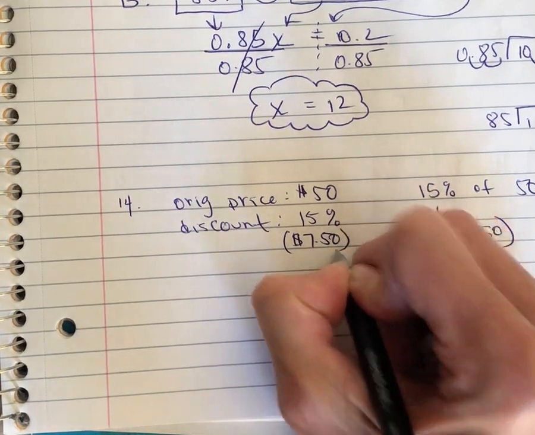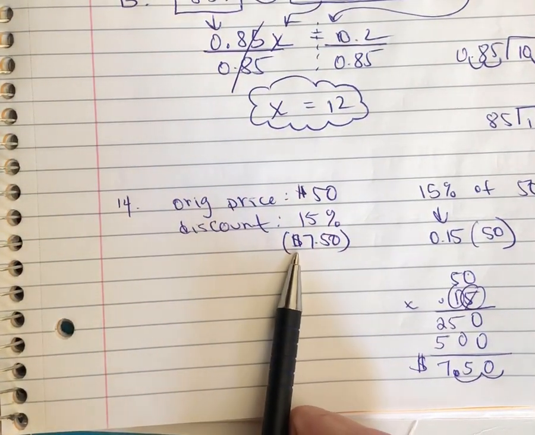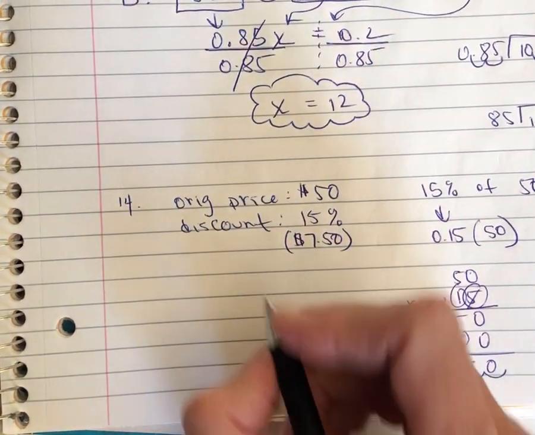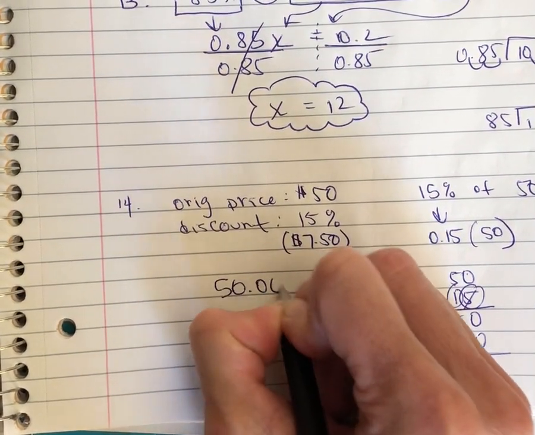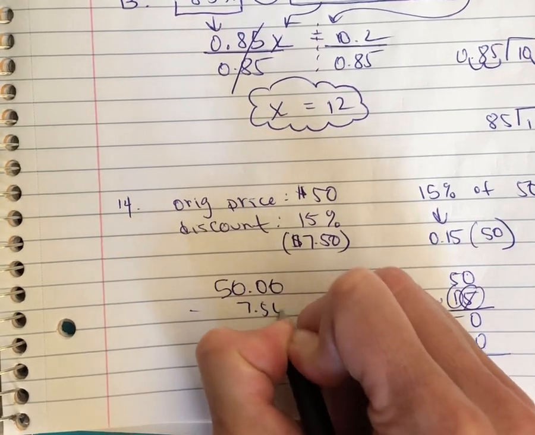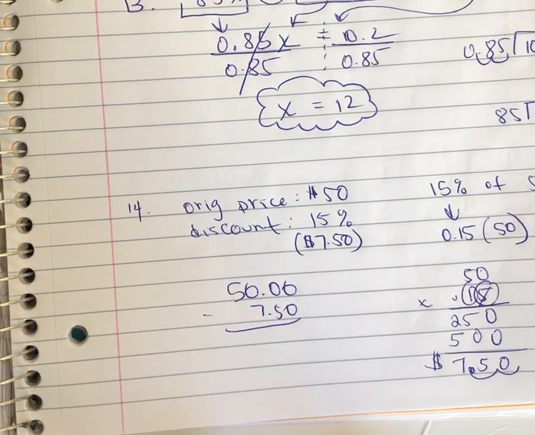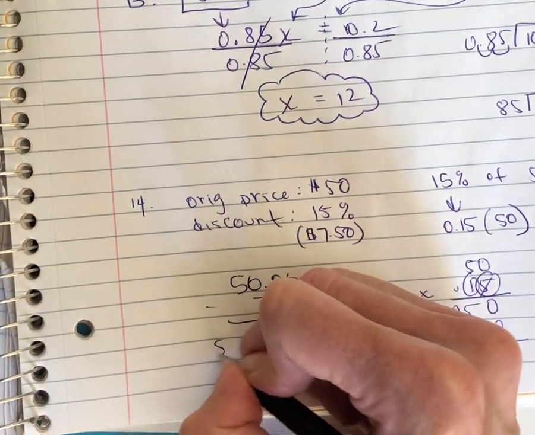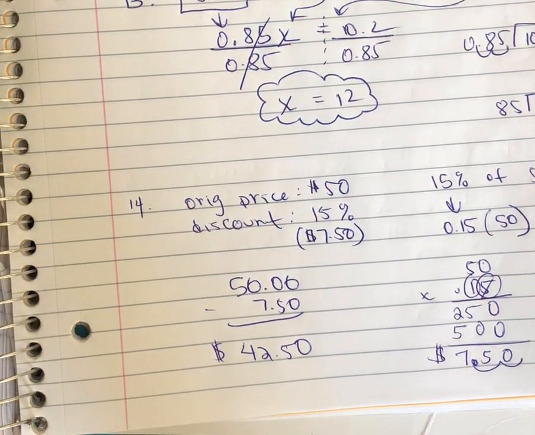Okay, so careful, that's not the sale price. If it started as $50 and it's being discounted by $7.50, we have to subtract. So 50 minus $7.50, and we get $42.50 as the sale price. Okay?